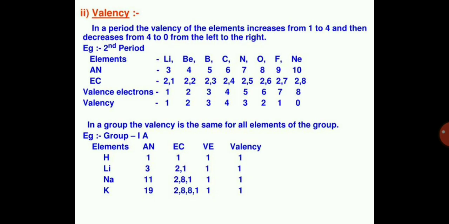Next is valency. In a period the valency of elements increases from 1 to 4 and then decreases from 4 to 0, from left to right. For example, in the second period the valency is increasing, that is 1, 2, 3, 4, and from the fourth element it starts decreasing, that is 3, 2, 1, 0. And in a group, the valency remains the same for all elements of the group.